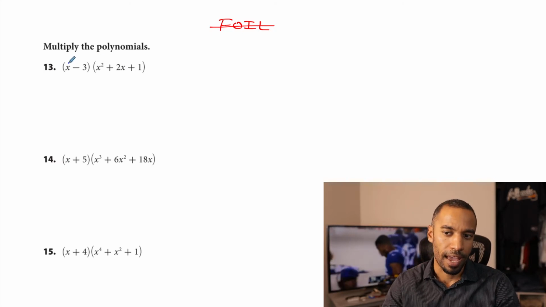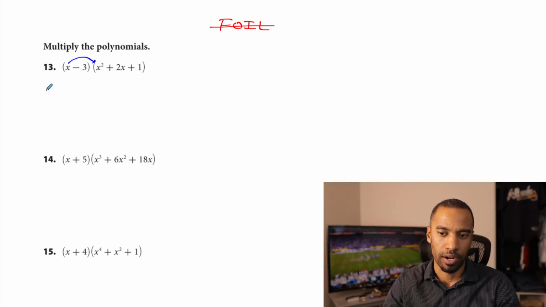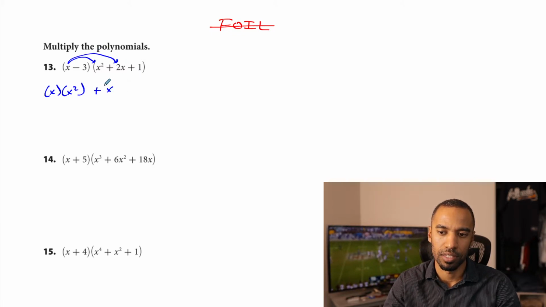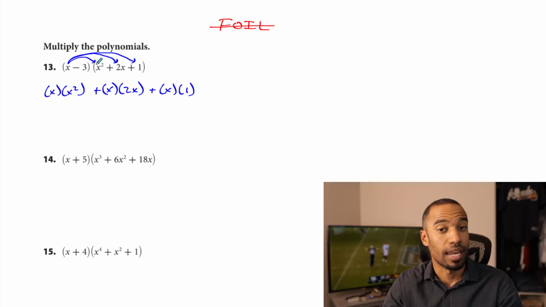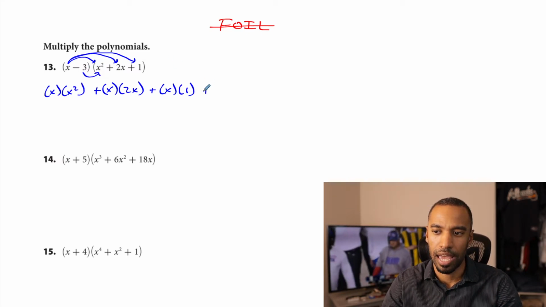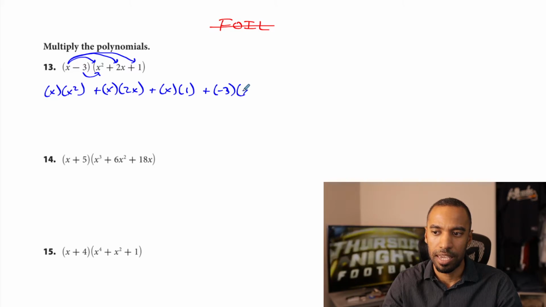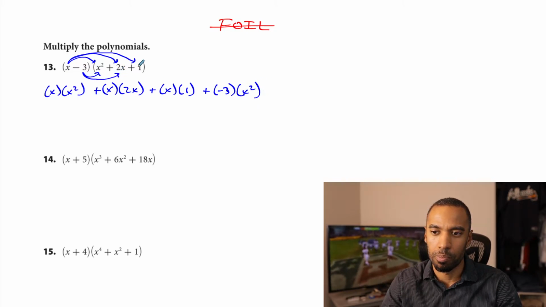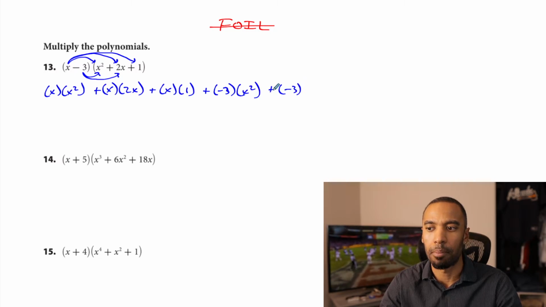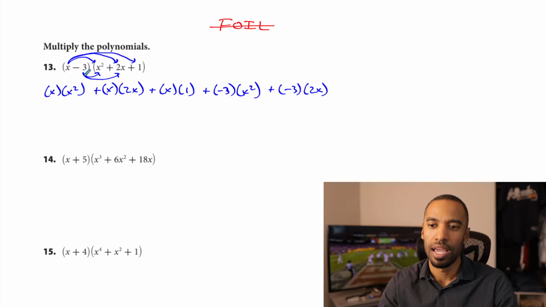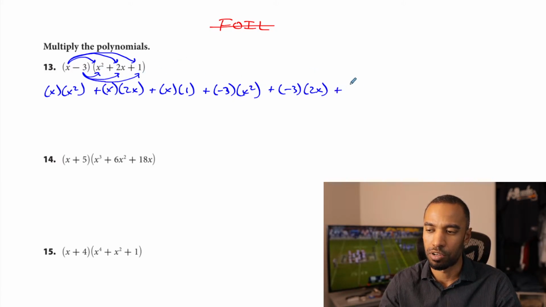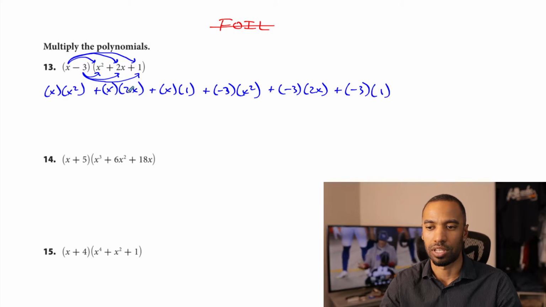So x is going to multiply with x squared. X is going to multiply with 2x. X is going to multiply with 1. We are not done. Negative 3 is going to multiply with x squared. Negative 3 is going to multiply with 2x. Notice how I'm putting a plus. I'm automatically putting the plus in between, knowing that the signs that come into play will change it when they need to. And then negative 3 is going to multiply with positive 1. Whew, that's a lot of writing right there.